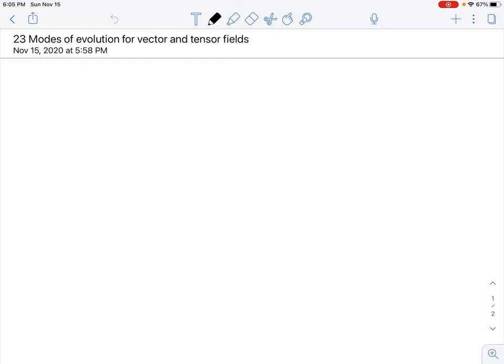Hey everyone, today's lesson is going to be on chapter 13 in the textbook. We're going to talk about covariant and contravariant evolution of vector and tensor fields. There's another section in there on co-rotational ones. We'll skip over that. I'd recommend reading it anyway. All right, so here we go.